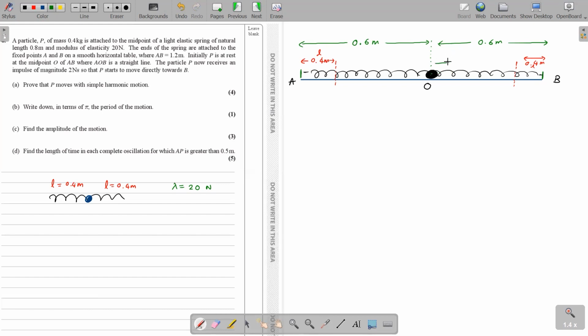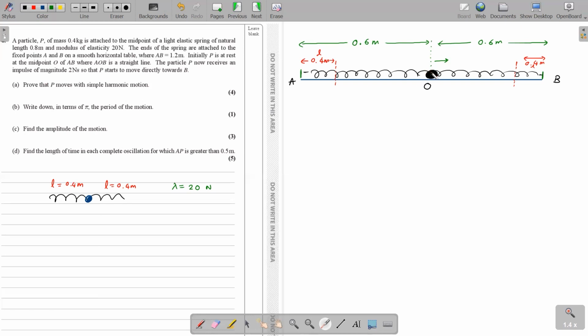The first thing when you learn about SHM is this: when the particle is in equilibrium at a certain point and you disturb it from its equilibrium position, that equilibrium position is the center of your simple harmonic motion. Always. So this is the place where the particle was in equilibrium, and now you are disturbing it from its equilibrium by providing this impulse. The place where the particle is at rest is the place where it prefers to stay, that is the equilibrium position.